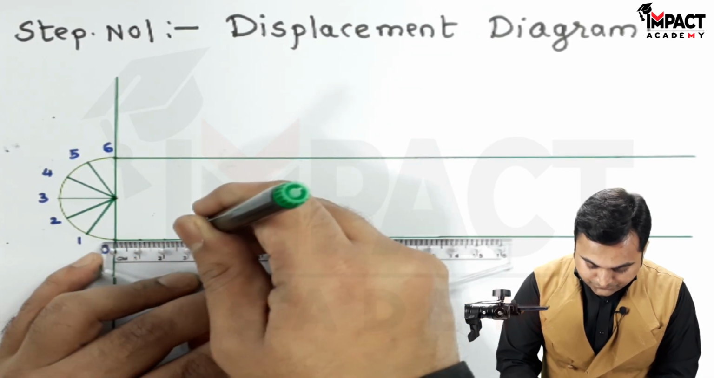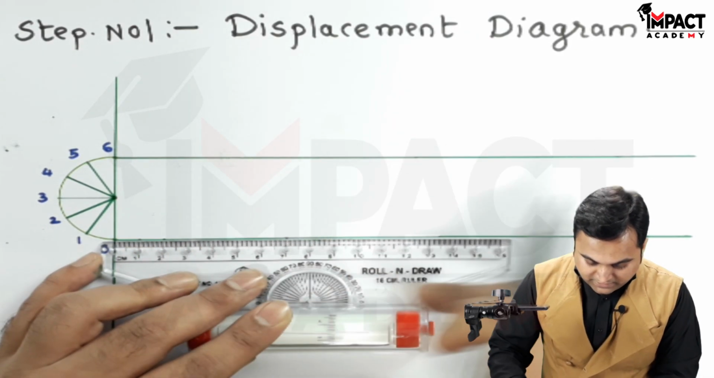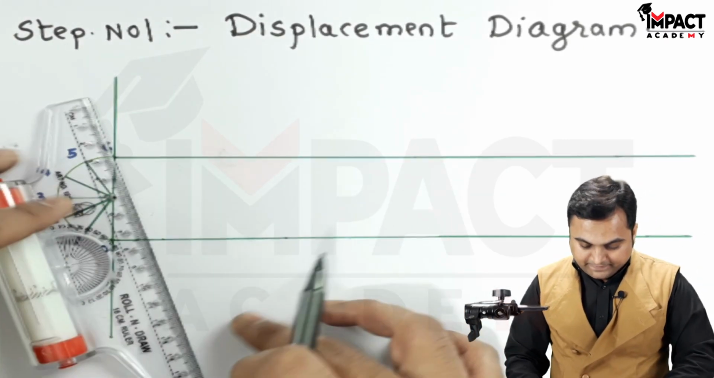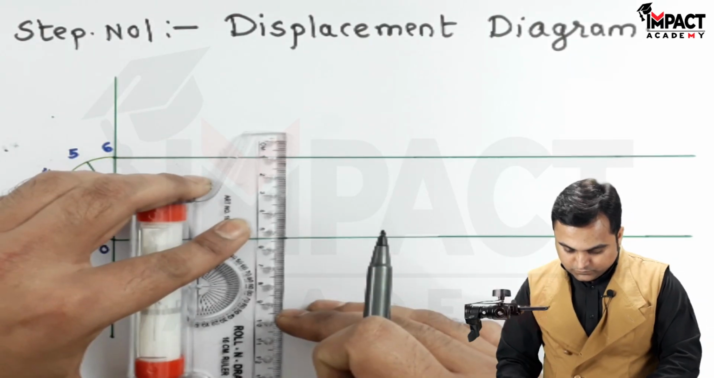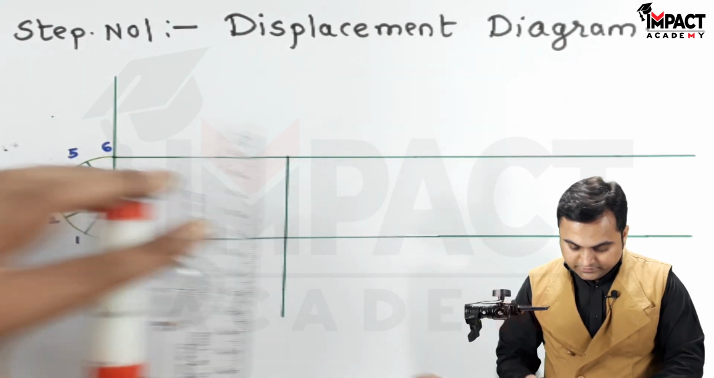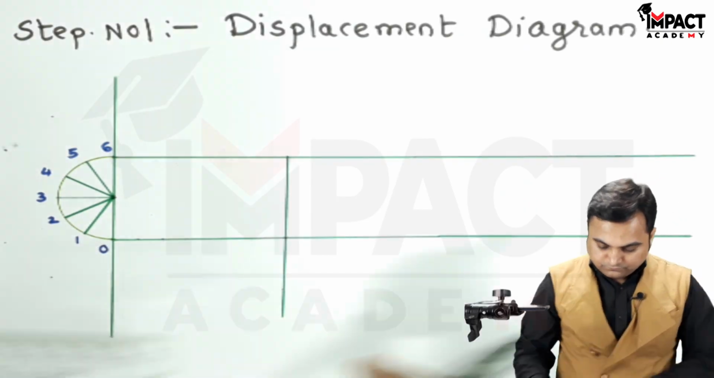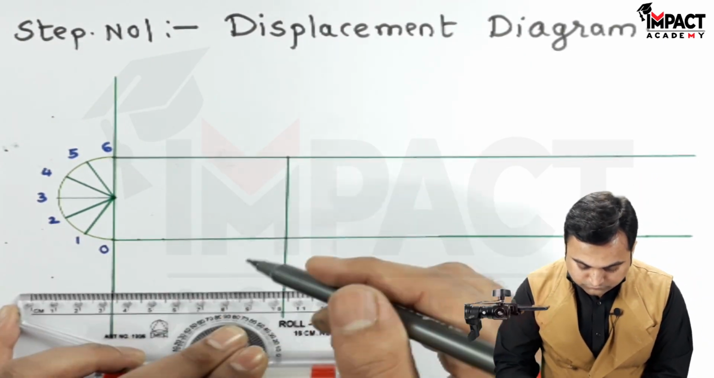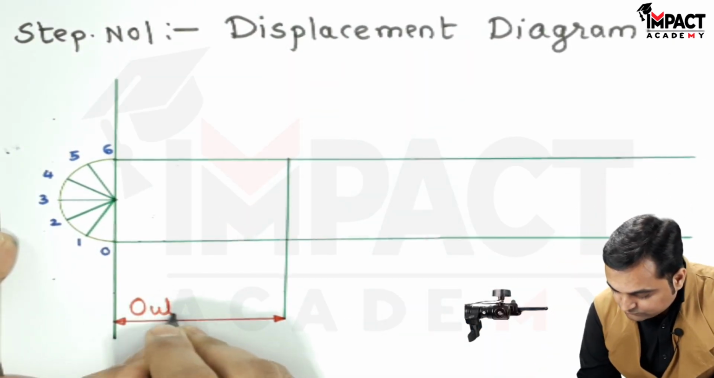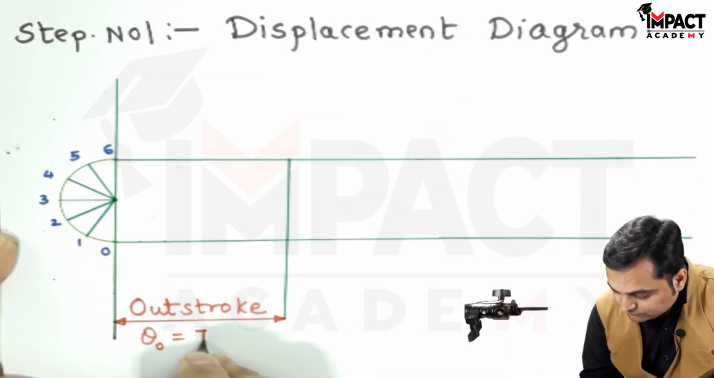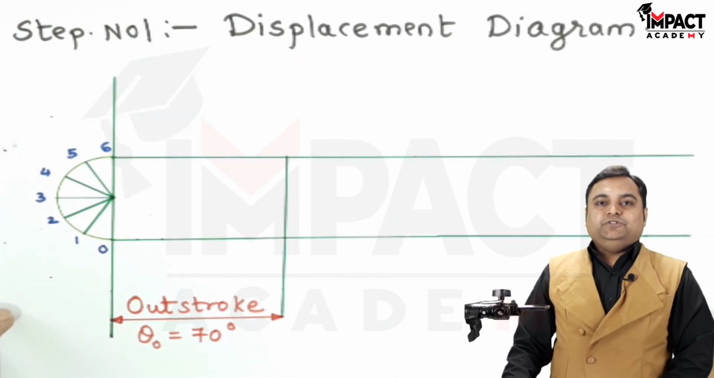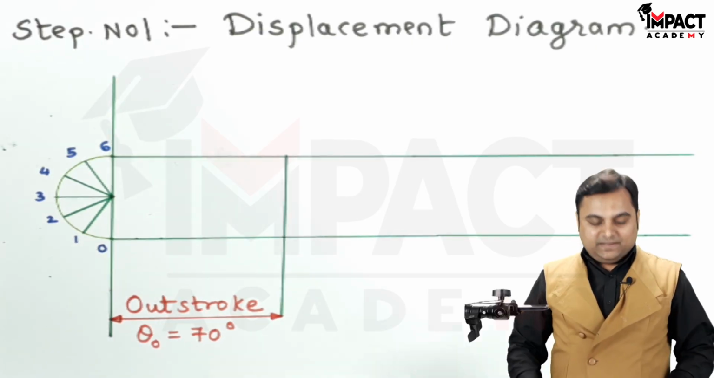I'll be dividing it into 6 equal parts. So I have first taken 70 degrees, which is 7 centimeters over here, indicating the outstroke. Now this 70 degrees needs to be divided into 6 equal parts. For that I am following a procedure.